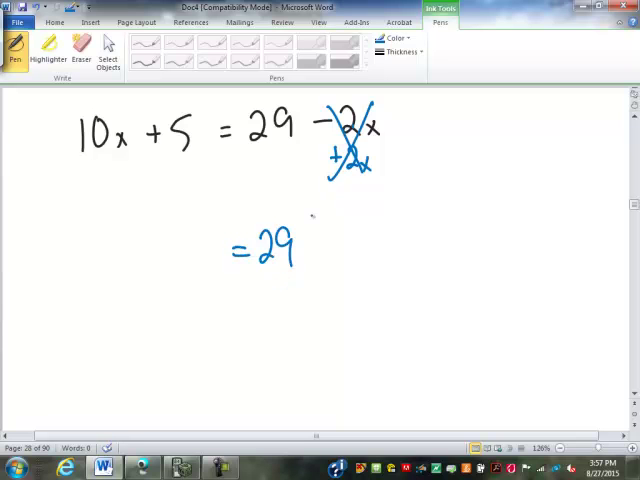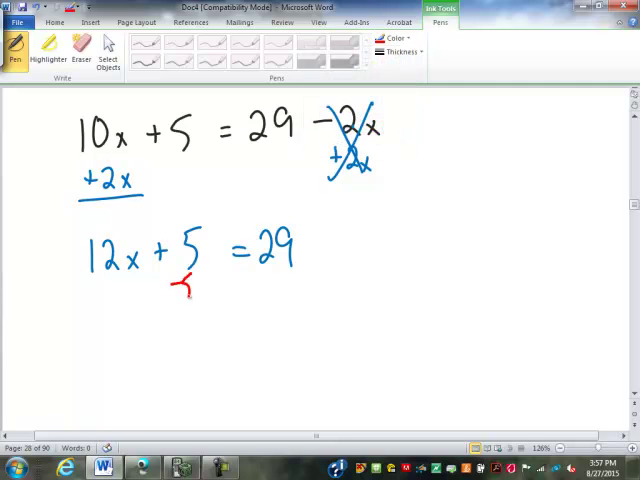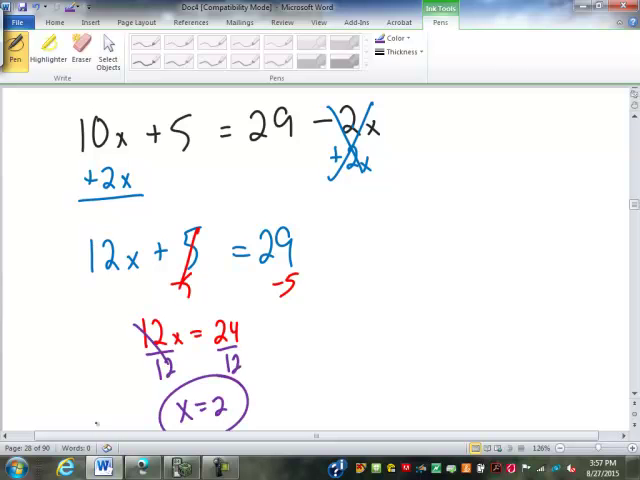What do we have to do to the other side? Also add 2x. 10x and 2x make 12x plus 5. And then subtract 5. 12x equals 24. And then divide by 12. X equals 2. I'm going to trust at this point that you guys can plug them back in and double check it, so I'm not going to do that anymore.